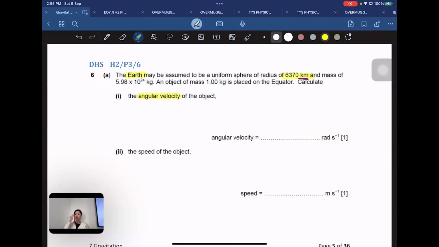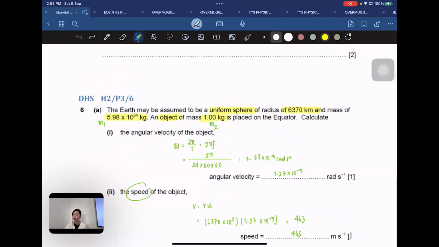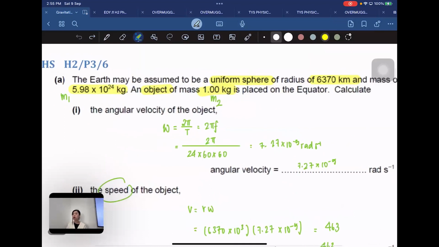Now, what is my period? The question didn't say, but what is one orbit around Earth? 24 hours, 1 day. That's how your period would be equivalent to 24 hours. You understand? But obviously, I can't just use 24 hours because the period given to me has to be in SI units, so I have to convert it into seconds, times 60 times 60. So this will be your angular velocity. Okay?